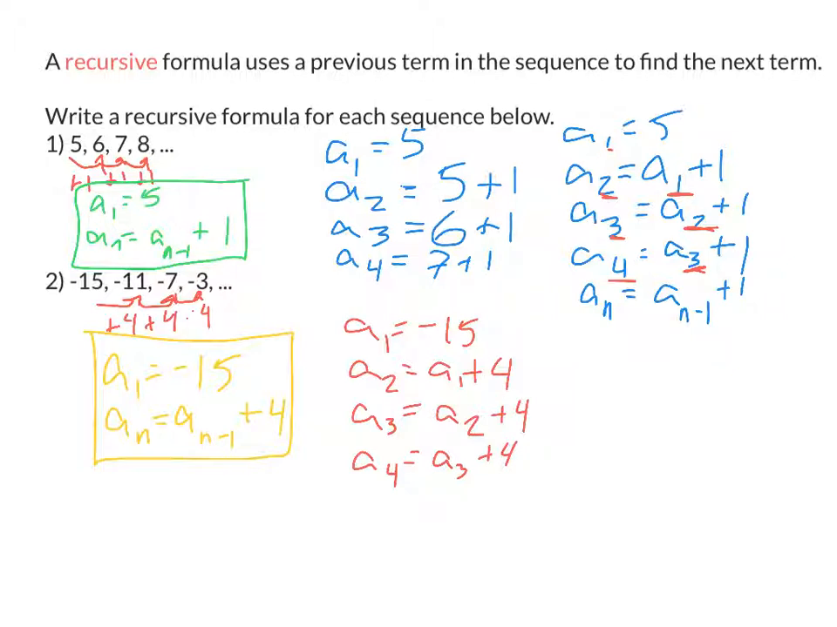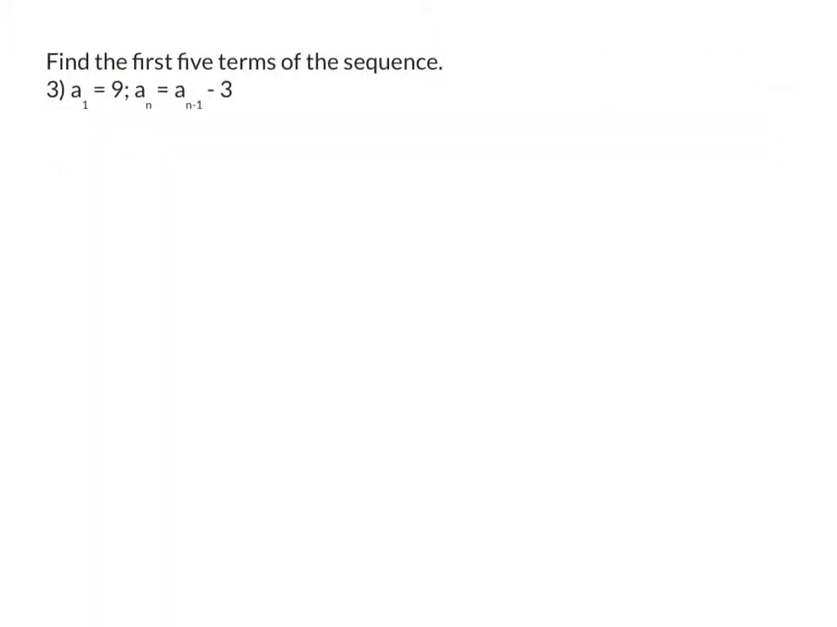Let's try a problem of a different style now. In this problem number 3, we were asked to find the first 5 terms of the sequence. We were told that a sub 1 is 9, so I can say a sub 1 is 9. If I wanted to find a sub n, I would take my previous term minus 3.